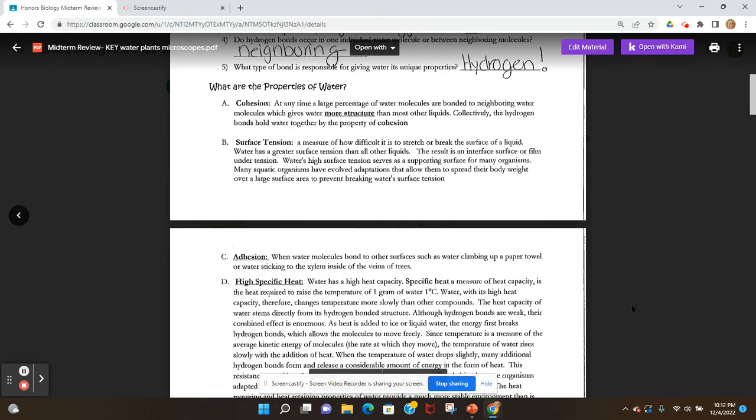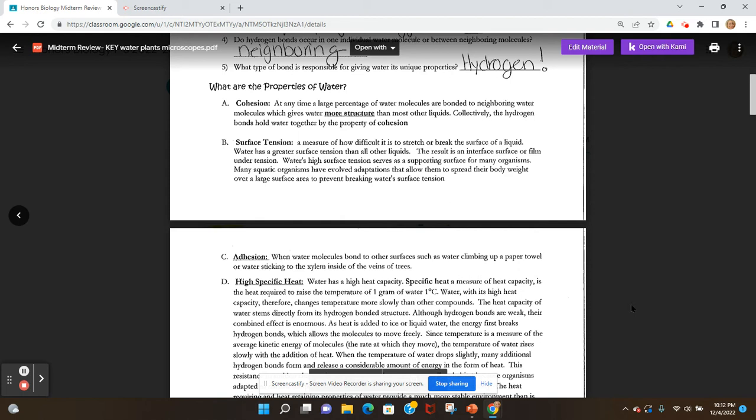So what are the properties of water? Cohesion. At any given time, a larger percentage of water molecules are bonded to neighboring water molecules, which gives water more structure than most other liquids. Collectively, the hydrogen bonds hold water together by the property of cohesion. Surface tension, a measure of how difficult it is to stretch or break the surface of a liquid. Water has a greater surface tension than all other liquids. The result is an interface surface or film under tension.